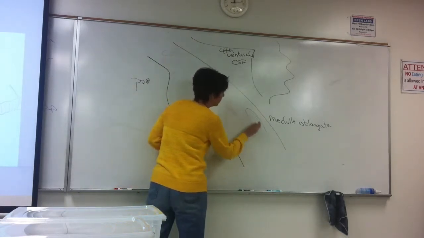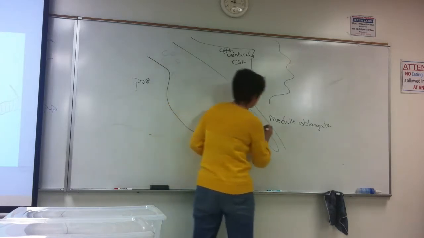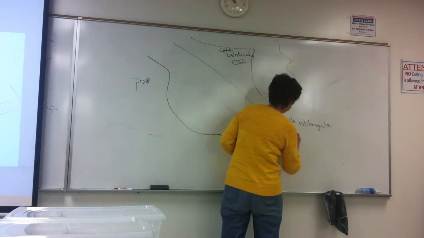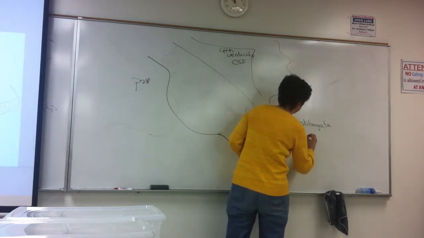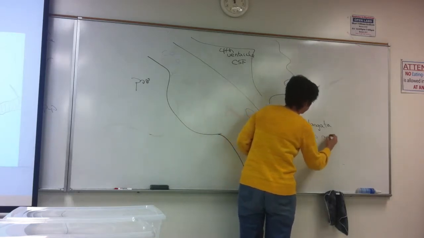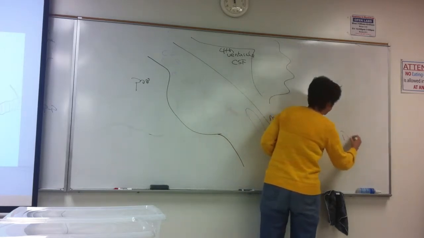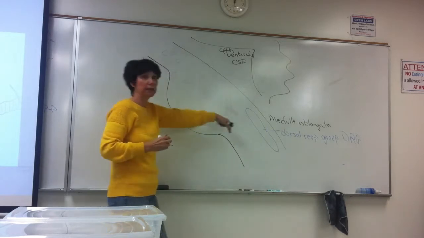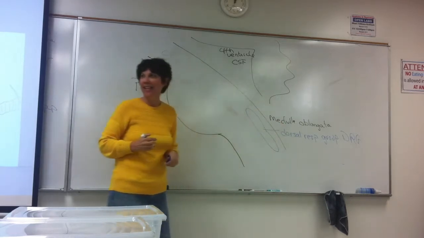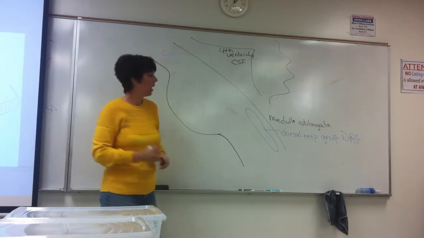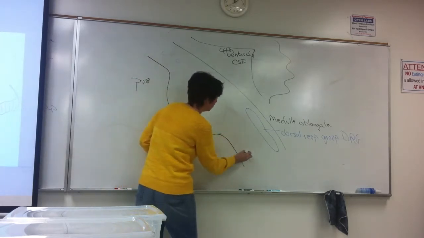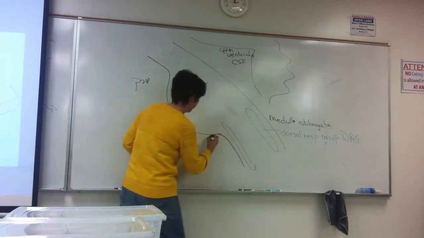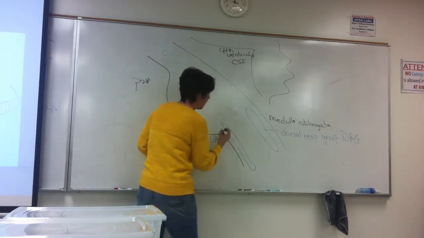But back here, we have a group of nuclei, nuclei being cell bodies, known as the dorsal respiratory group, or DRG, and I'm going to come back and talk about that in more detail. It's dorsal because it's on the dorsal surface of the brainstem. And we have another group known as the ventral respiratory group, or VRG.